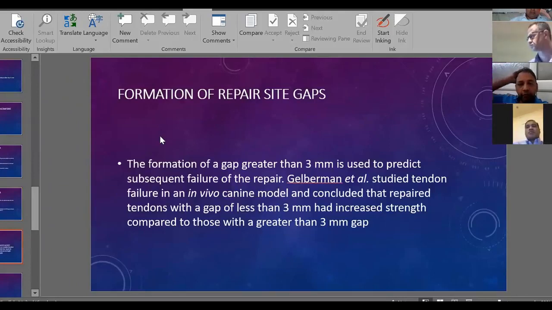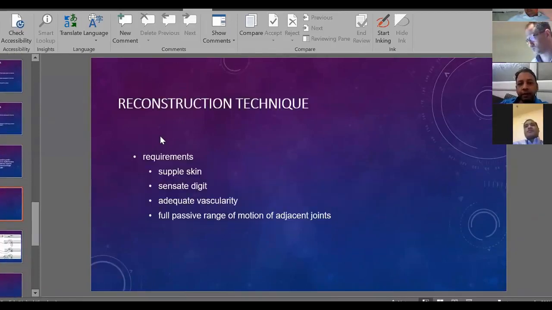So I was talking about the formation of the gaps. Studies suggest that if the gap formation is less than 3 millimeters, then the outcome is good. But if the gap formation is more than 3 millimeters, according to a few studies, then the outcome is bad. That repair will ultimately fail if there is a gap formation of more than 3 millimeters intraoperatively, or if it is going to develop postoperatively. So this was a technique for a primary repair.